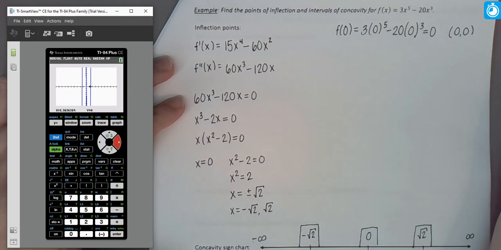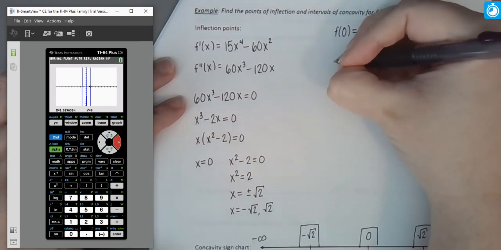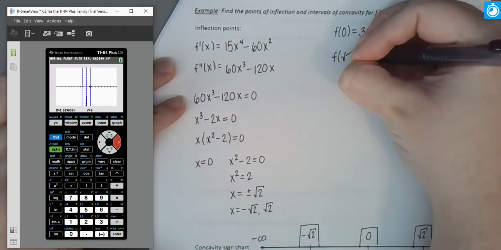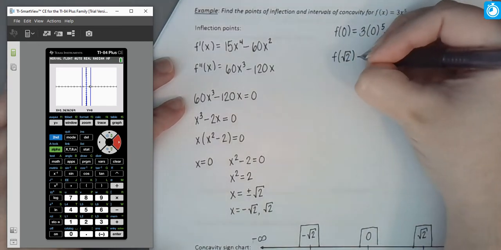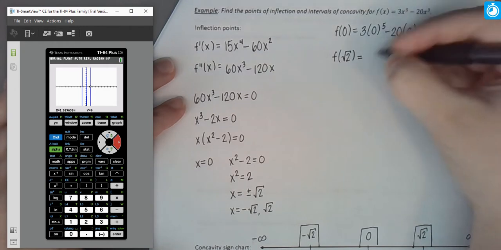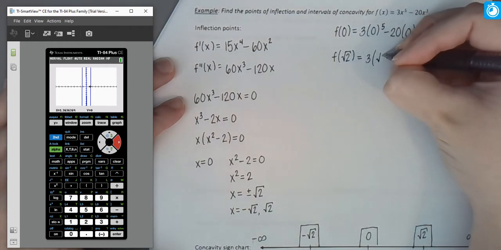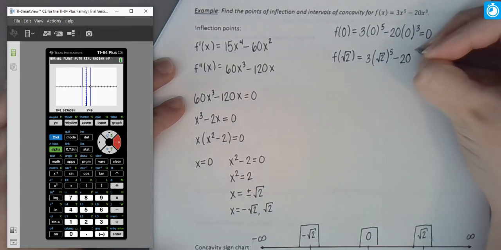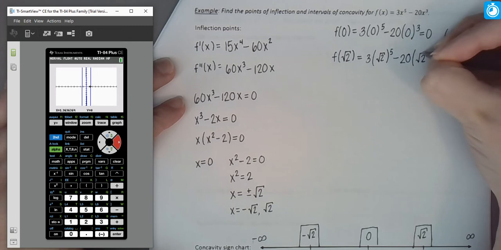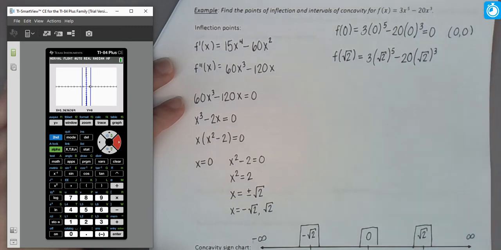Okay, now what about the other ones? Let's do the positive square root first. So positive square root of 2. So we're going to sub it in. So 3 times the square root of 2 raised to the 5th power minus 20 times the square root of 2 raised to the 3rd power.